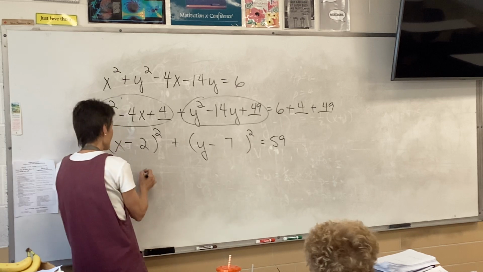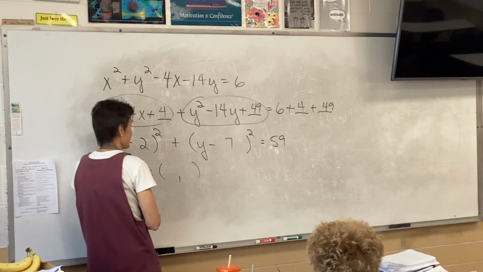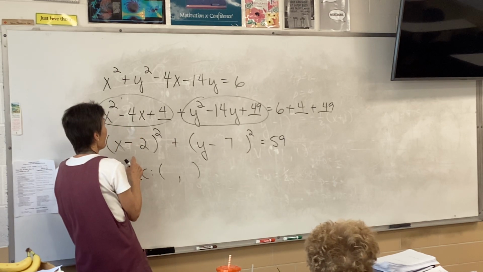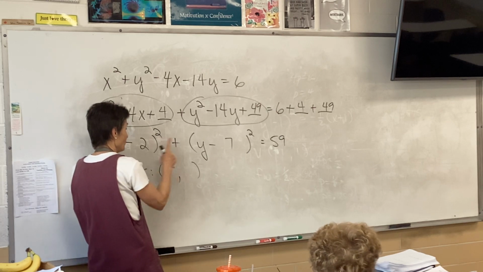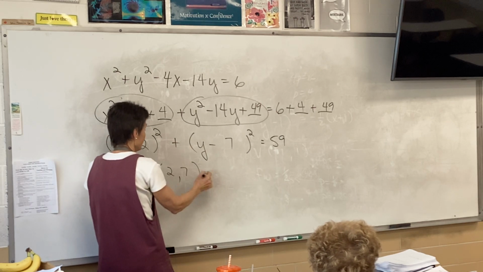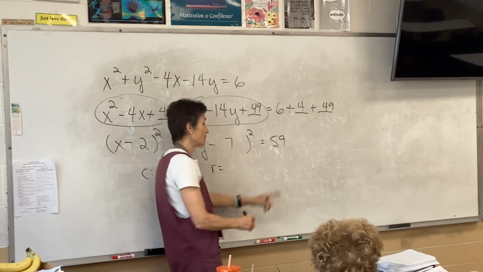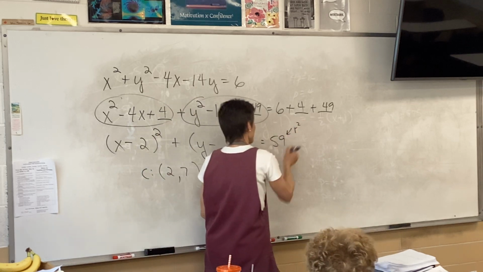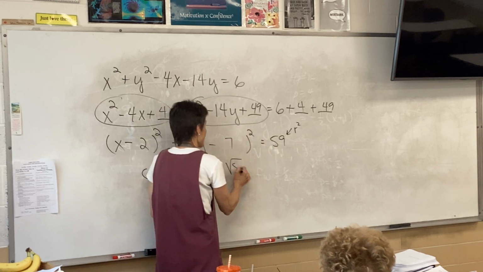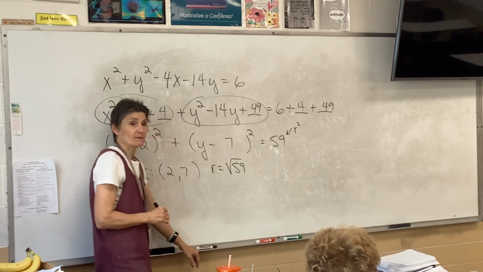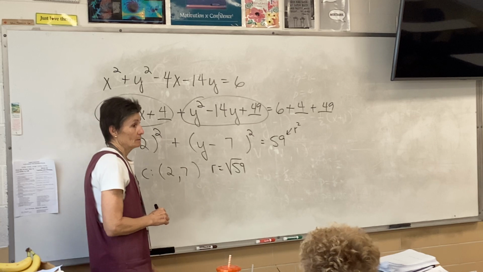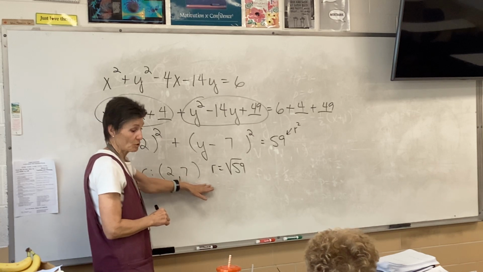So our center, remember it's opposite, so the center is at positive 2, positive 7, and the radius is the square root of that number. This number is always r squared, so the radius is the square root of 59. And that was the question. That's what you're trying to answer.